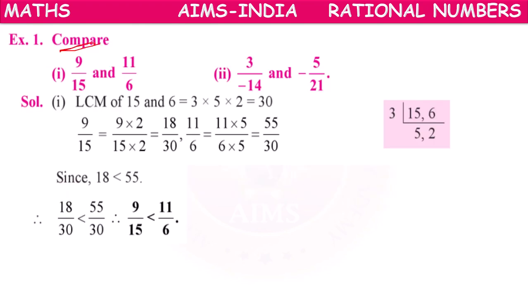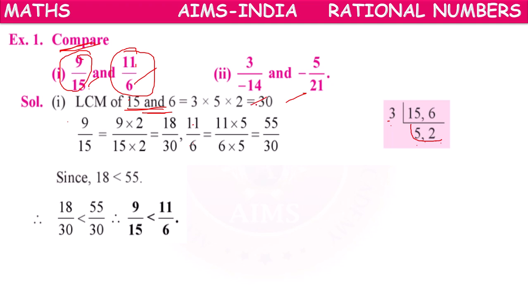Now example 1. Compare 9 by 15, 11 by 6. 15 positive, 6 positive. Both of them are positive, but different denominators. Let's take their LCM, 15 and 6. So LCM means 3 into 5 is 15, 3 into 2 is 6. Now they are not divisible by common divisor. Let's stop the division and multiply all. 3 into 5, 15, 15 into 2 is 30. LCM 30. 11 by 6.